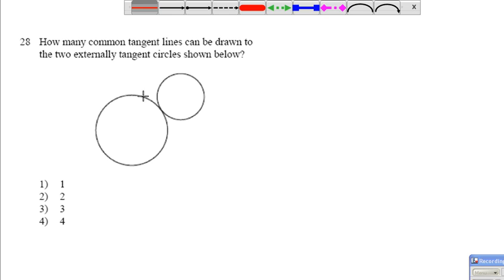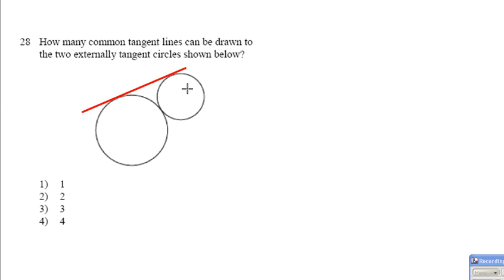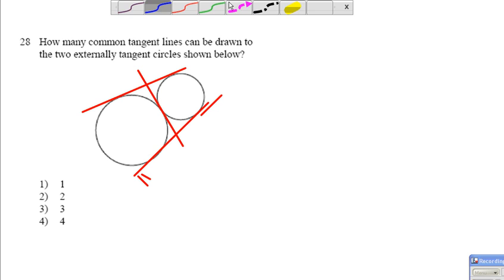So here, one line which we can draw would be this way. Another line would be right over here somehow. A third line will be somewhere in the middle. Therefore, our answer will be 3.